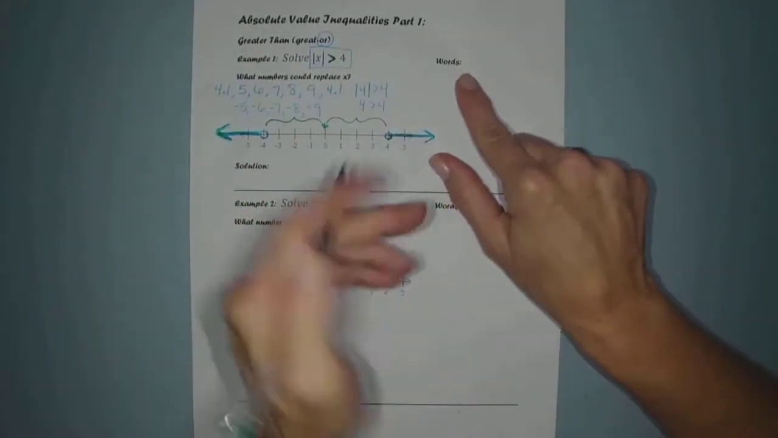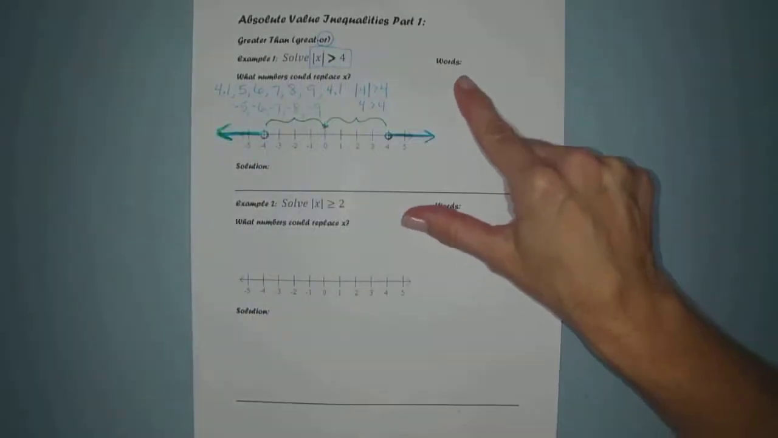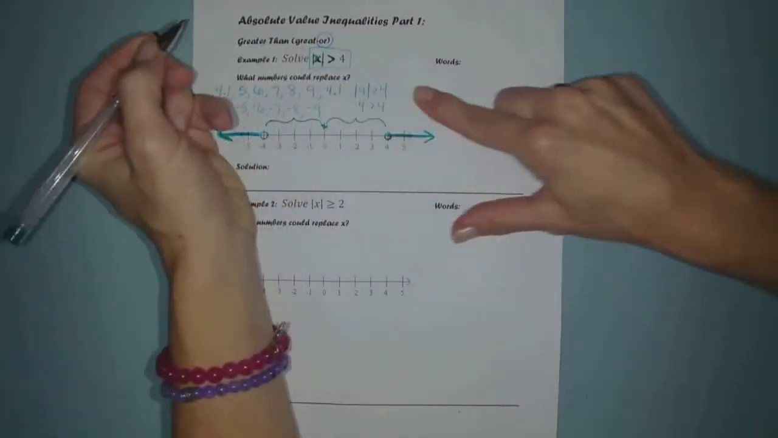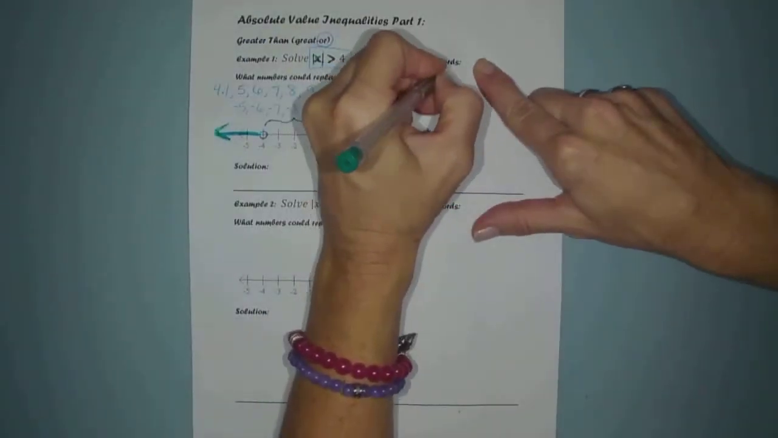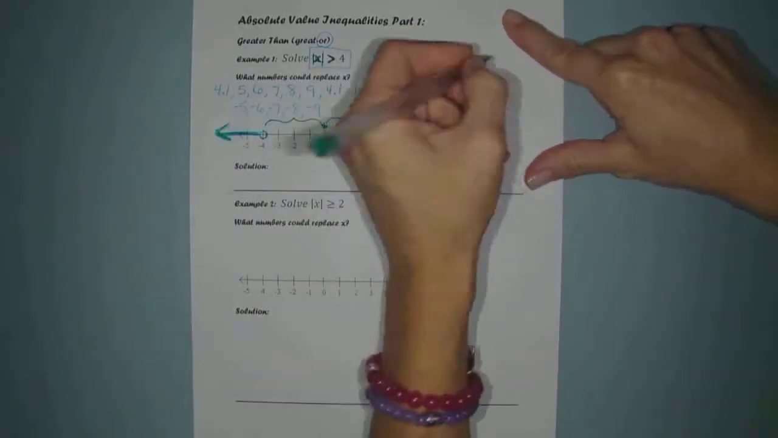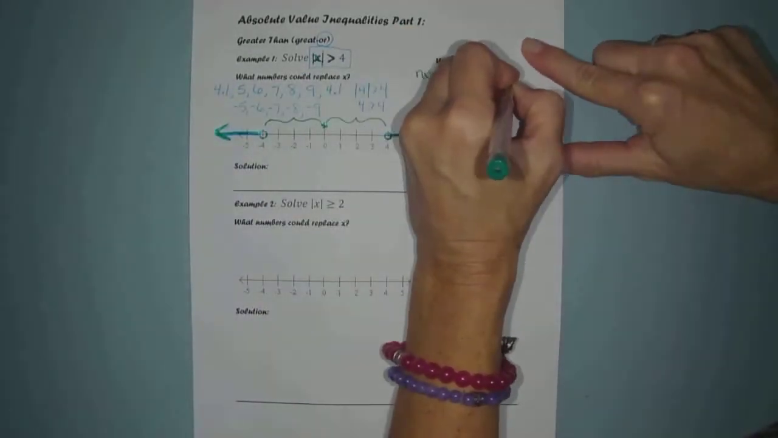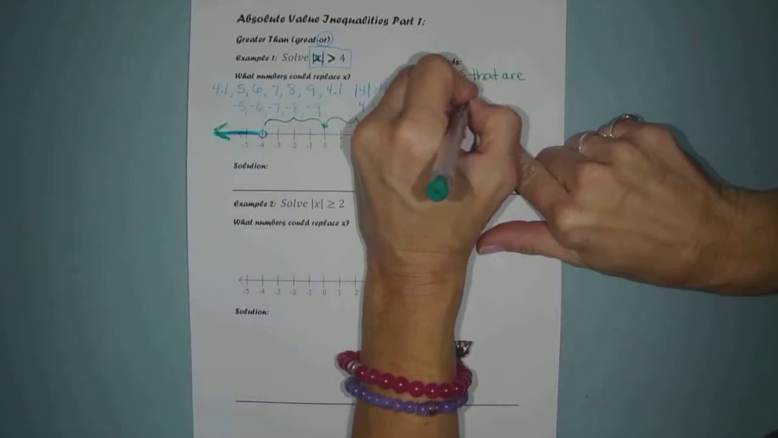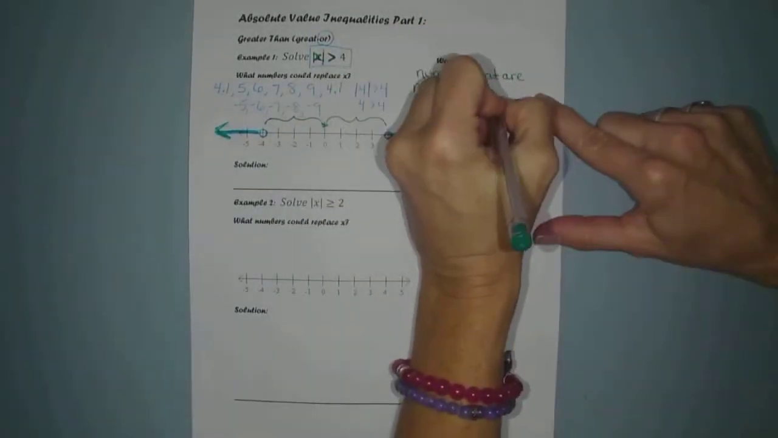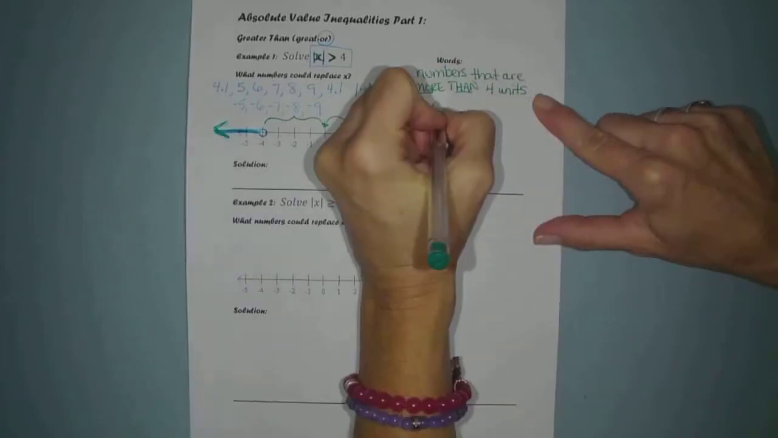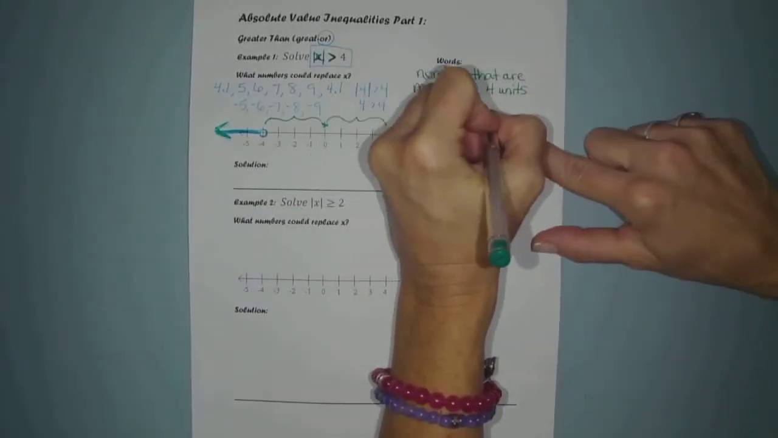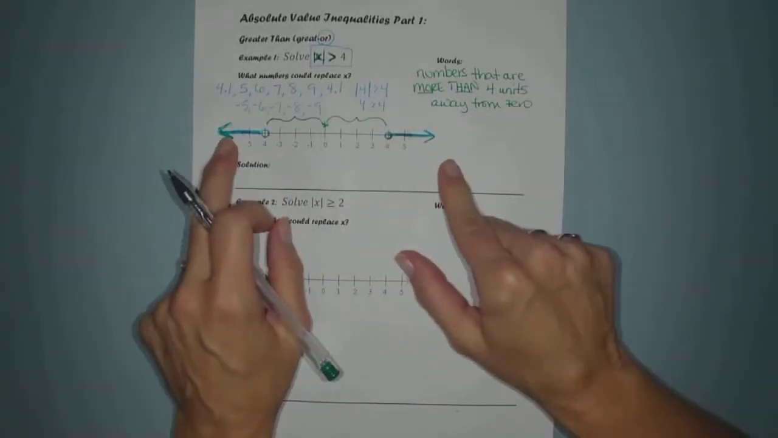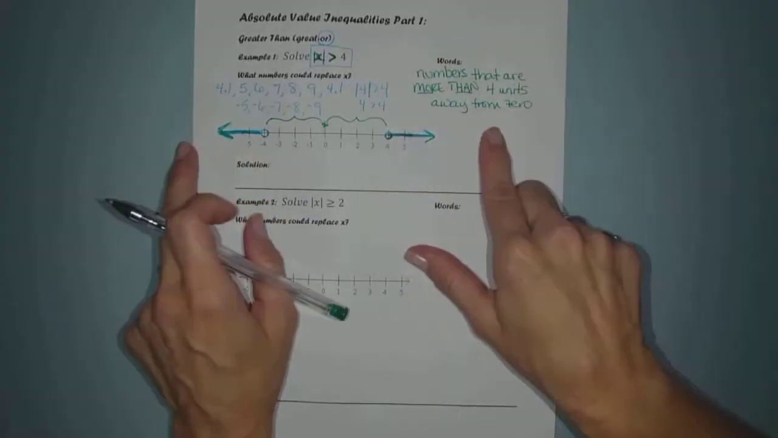So if I try to take this absolute value inequality and put it into words, I would be looking for numbers. X represents numbers. So maybe I say numbers that are more than, I'm going to capitalize that, more than, because that's my greater than. Numbers that are more than 4 units away from 0. And I think I've modeled that right here, where I have shaded this number line. All of these numbers are more than 4 away.